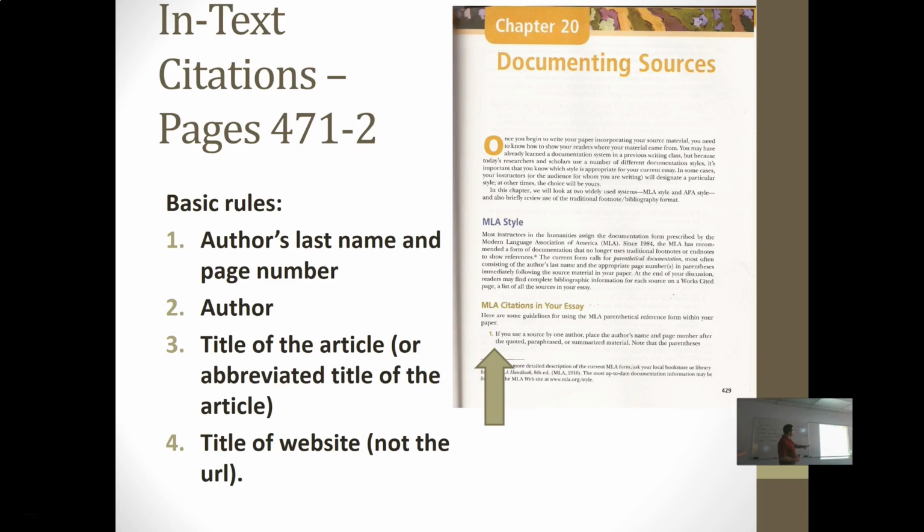Okay? So here are the basic rules for in-text citations. If you have it, author's last name and page number. Okay? However, a lot of internet sources don't have a page number. So if you just have an author, you list the author in the parentheses. If you don't have an author listed, title of the article or title of the website, not the URL.